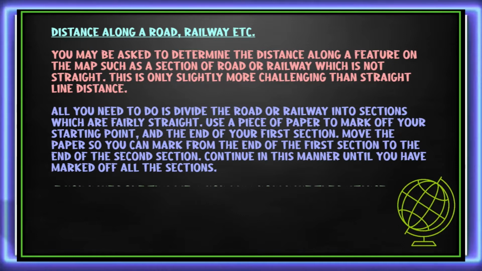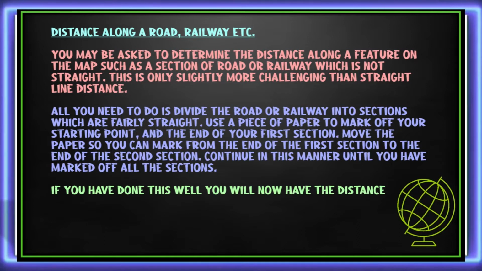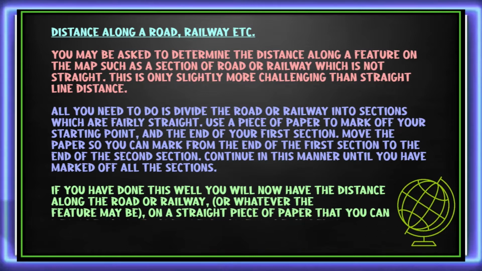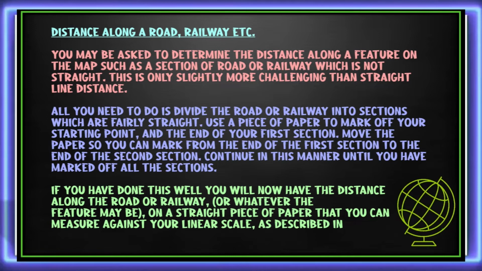All you need to do this is divide the road or railway into sections which are fairly straight. Use a piece of paper to mark off your starting point and the end of your first section. Move the paper so you can mark from the end of the first section to the end of the second section. Continue in this manner until you have marked off all the sections.